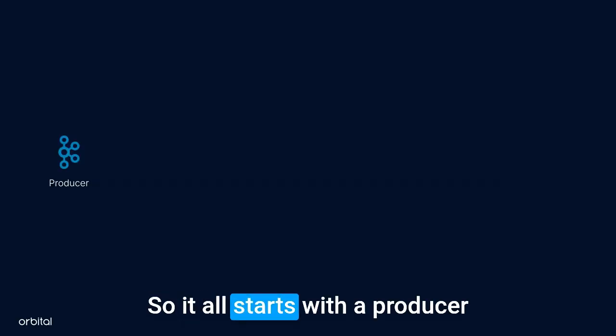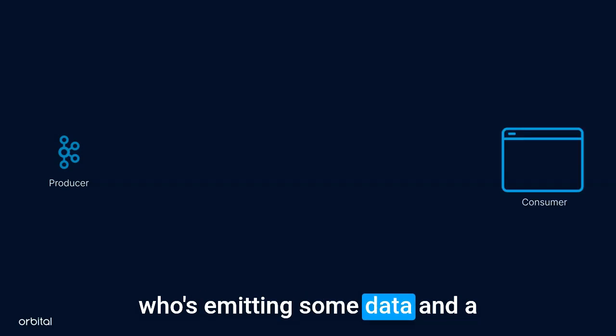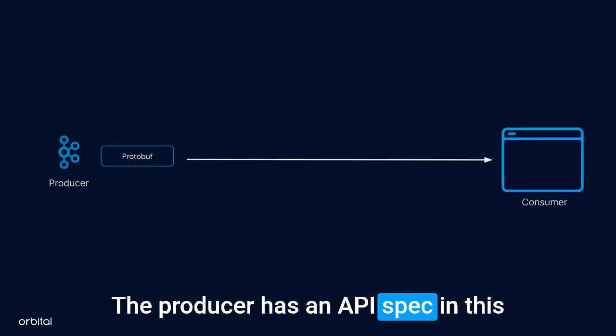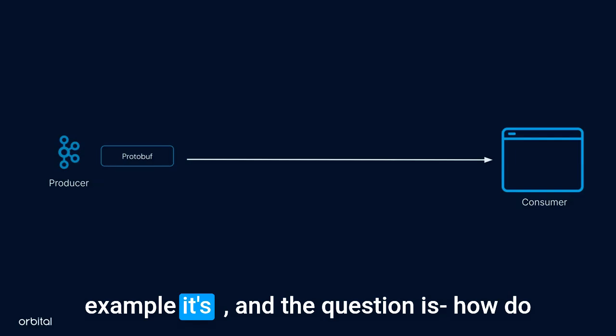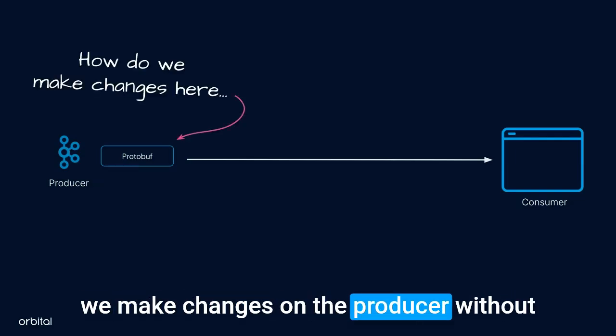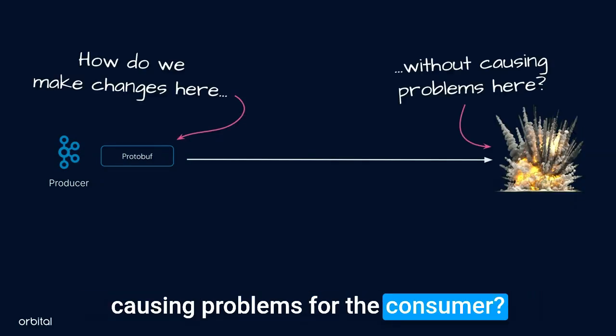So, it all starts with a producer who's emitting some data and a consumer who wants to use that data. The producer has an API spec. In this example, it's Protobuf. And the question is, how do we make changes on the producer without causing problems for the consumer?